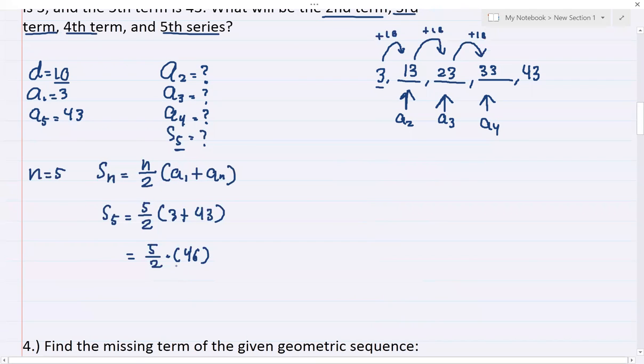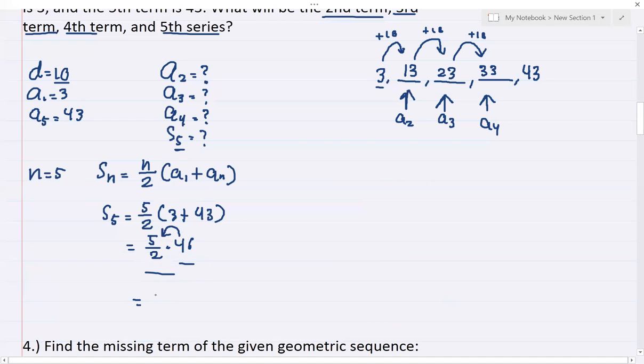Okay? 5 all over 2 times 46. I can actually simplify this one. 2 and 46 are both divisible by 2. So I can simplify them both. Or, to make things short, divide 46 by 2. Why is it that we can divide 46 by 2? First and foremost, if you're going to multiply a fraction and a term, you're going to multiply the term to the numerator only.